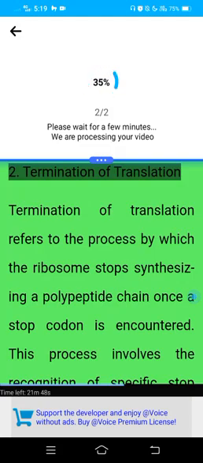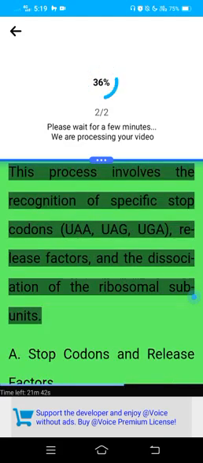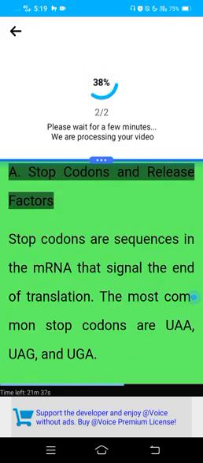2. Termination of translation. Termination of translation refers to the process by which a ribosome stops synthesizing a polypeptide chain once a stop codon is encountered. This process involves the recognition of specific stop codons, UAA, UAG, UGA, release factors, and the dissociation of the ribosomal subunits. Stop codons and release factors.